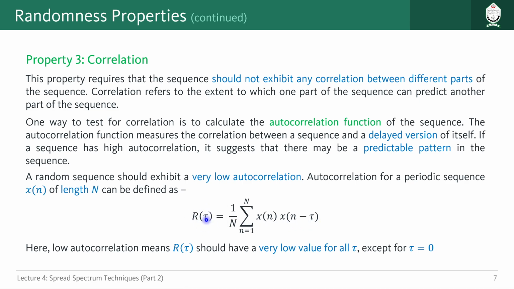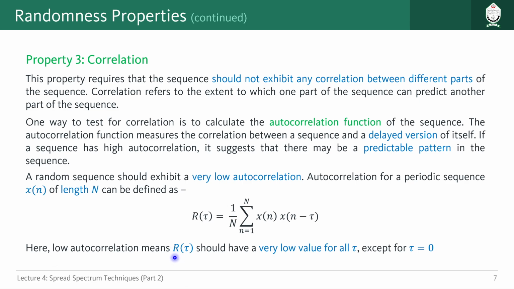What we are doing here is basically measuring the correlation between our sequence x of n and the delayed version of itself with delay tau. And here we are desiring a low autocorrelation value for our property.